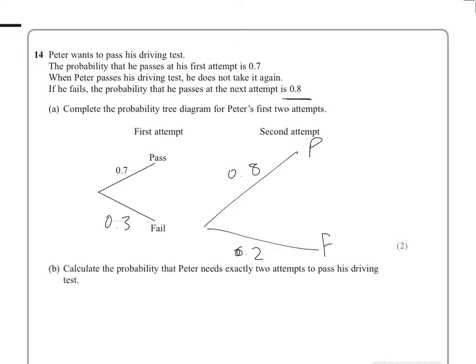Calculate the probability that Peter needs exactly 2 attempts to pass his driving test. Exactly 2 attempts, so that means that he must fail and then pass. Probability of failing, 0.3. Probability of passing, 0.8. I'm multiplying, and probability and means multiply. 0.3 times 0.8, 0.24.